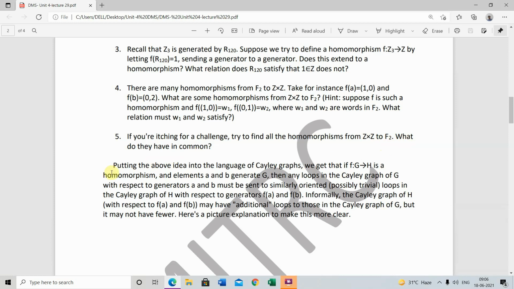What do they have in common? Putting the above idea into the language of Cayley graphs, we get that if f from G to H is a homomorphism and the elements a, b generate G, then any loop in the Cayley graph of G with respect to generators a and b must be sent to a similarly oriented, possibly trivial loop in the Cayley graph of H with respect to generators f(a) and f(b). Informally, the Cayley graph of H with respect to f(a) and f(b) may have additional loops to those in the Cayley graph of G, but it may not have fewer. Here's a picture explained to make this more clear.